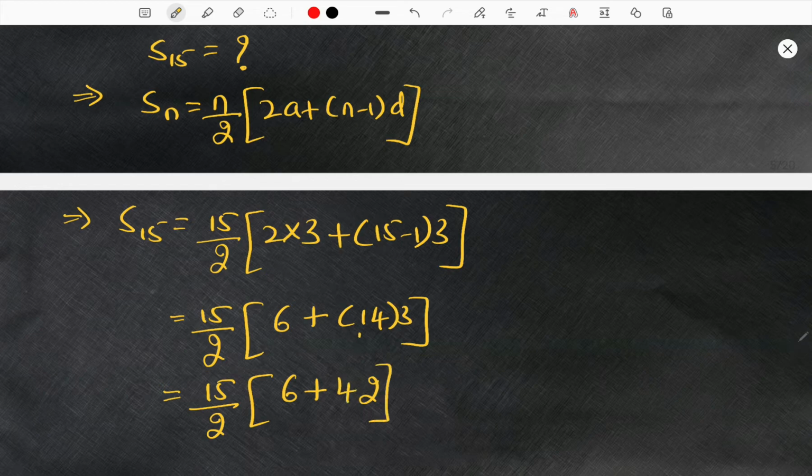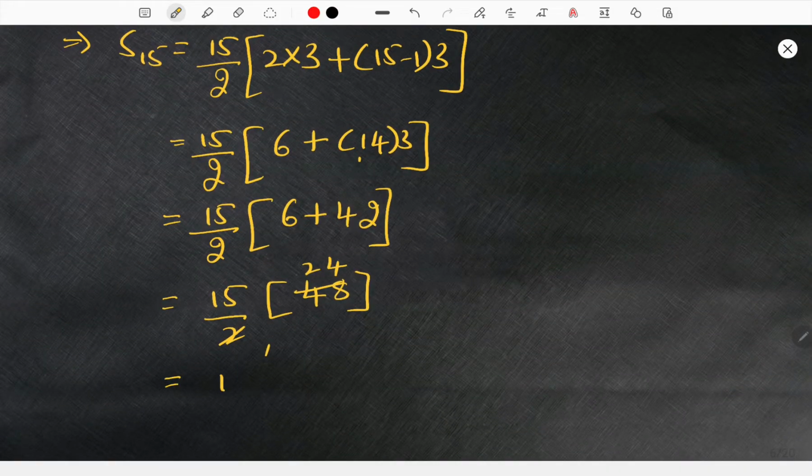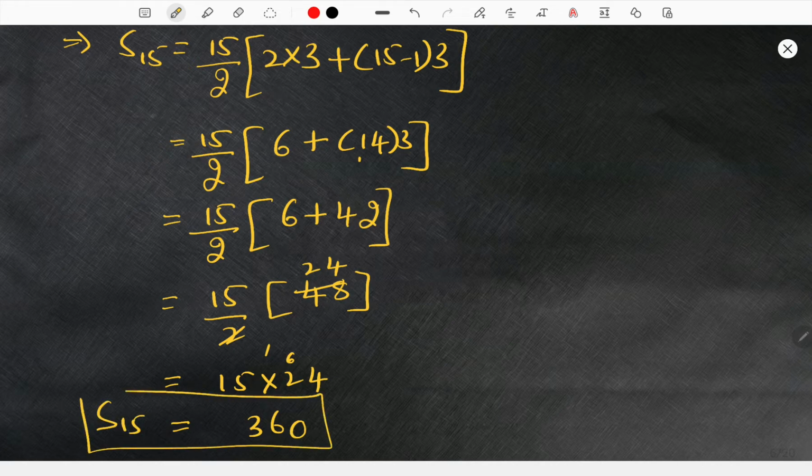Then it becomes 15 by 2 bracket 6 plus 3 4s are 12, 1 is a carry, 4. All right, then afterwards we'll have 15 by 2 bracket 48. Now 2 1s are 2, 2 2s are 4, so afterwards we'll have 15 into 24. You can easily multiply. 15 4s are 60, 6 is the carry, 15 2s are 30, 30 plus 6 is 36. So 360 is the answer. So that is the sum of the starting 15 terms.